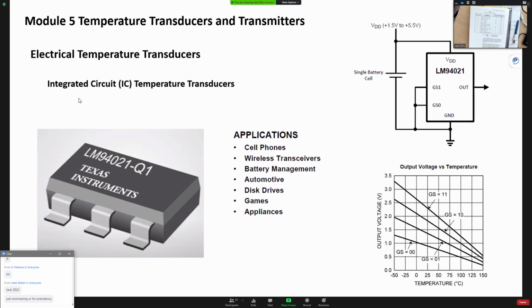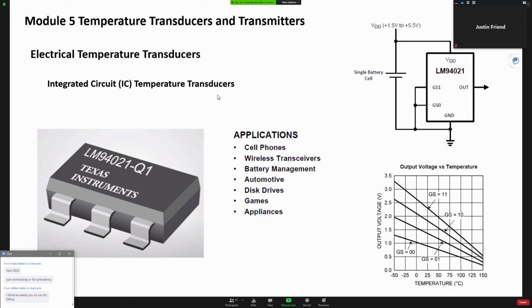Then finally here they're talking about the integrated circuit temperature transducer. So they use either a thermistor or an RTD.